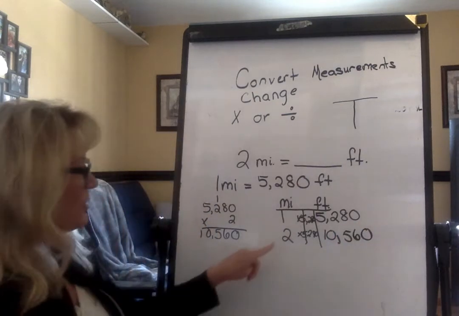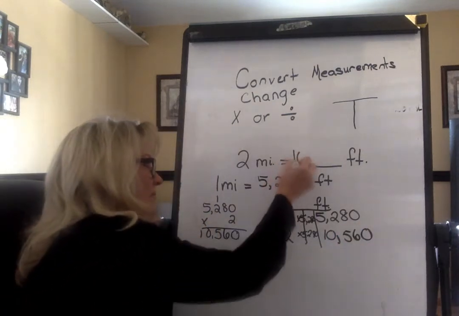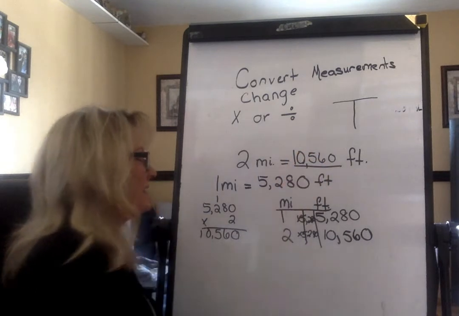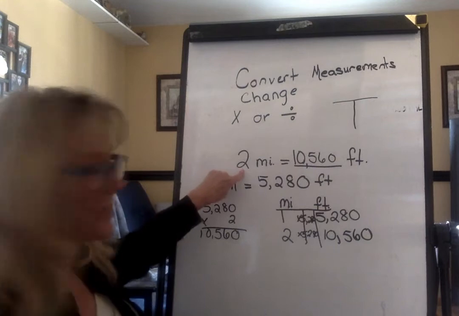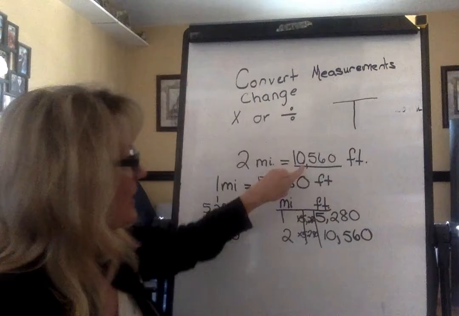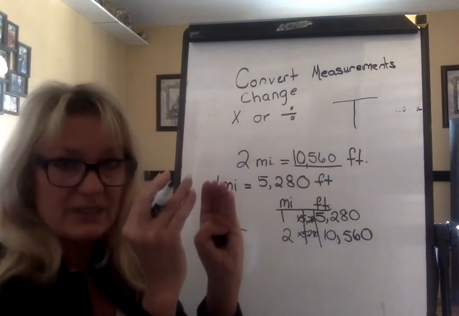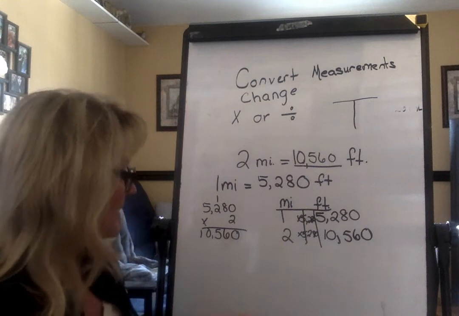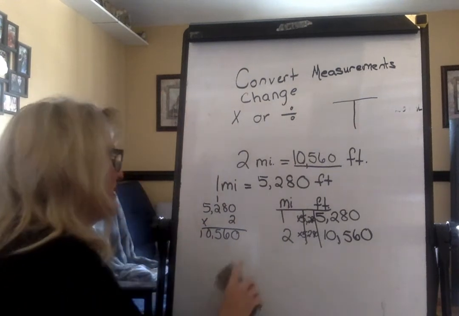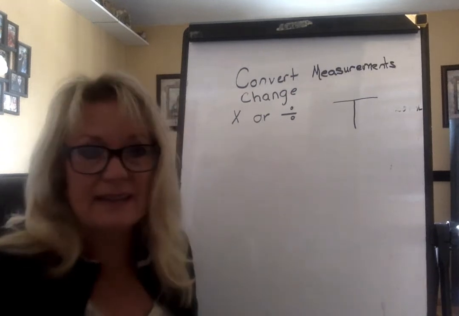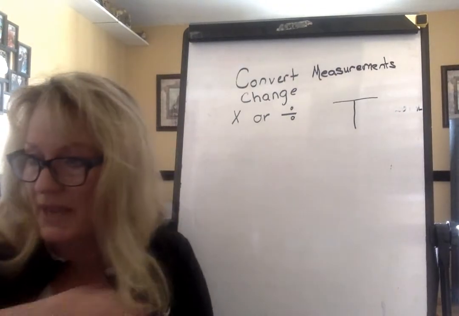I know that 2 miles is the same as 10,560 feet. Okay? This was 2 very large pieces of measurement. This is a whole bunch of smaller pieces of measurement because feet are much smaller than miles. All right, let's try another one. Get ready. The process, no matter what, is exactly the same, okay?